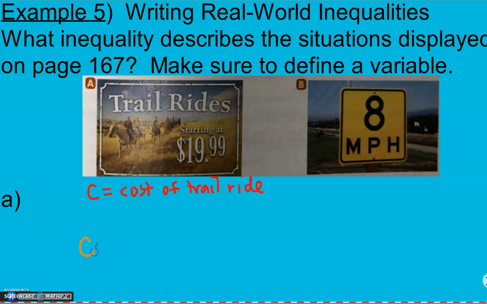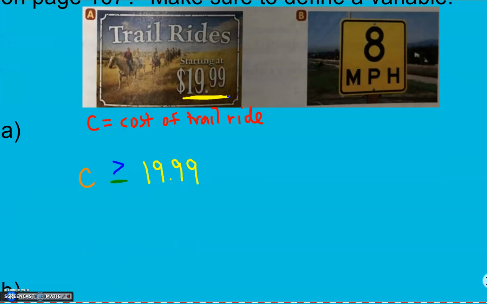So C, my boundary point is $19.99. That's what splits my costs into things I can have to things I can't. Here, since they start there, it means it could be equal to. And since it starts there, it means that that's the smallest it could be. It could be $30. It could be $70, depending on what you add, possibly. So my cost could be greater than or equal to $19.99.